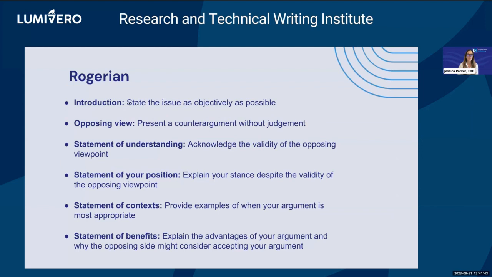The introduction of a Rogerian argument may or may not have a thesis statement, but regardless, the issue should be stated as objectively as possible. Then you present a counter argument without judgment. You're not picking sides. And then you provide a statement of understanding, acknowledging that the opposing view is valid despite these other opposing viewpoints. You explain your stance. Then you provide specific examples of when your argument is most appropriate. And then you explain the advantages of your argument.